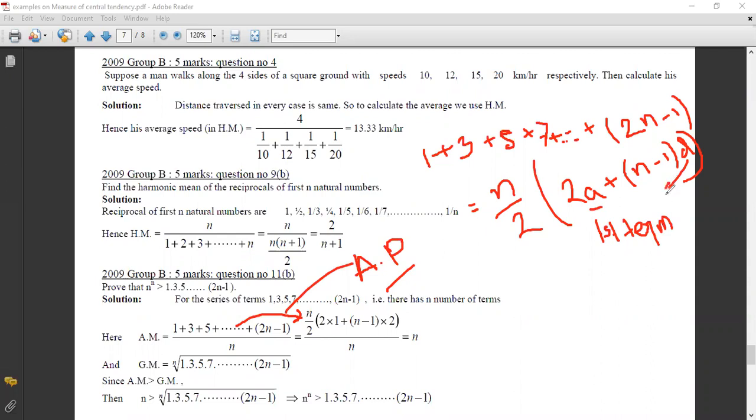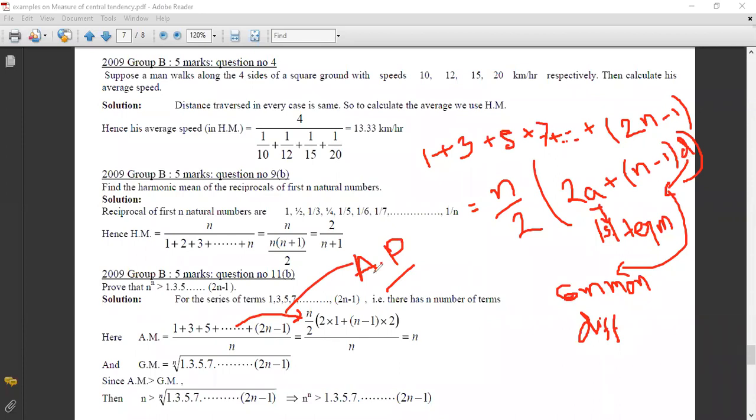D is called common difference. Common difference means the difference between each term. দেখো 1 3 difference কত? 2, 3 to 5 difference 2, 5 to 7 difference 2. They are called common difference. Okay, and you see the value is 2, for this value d is 2.